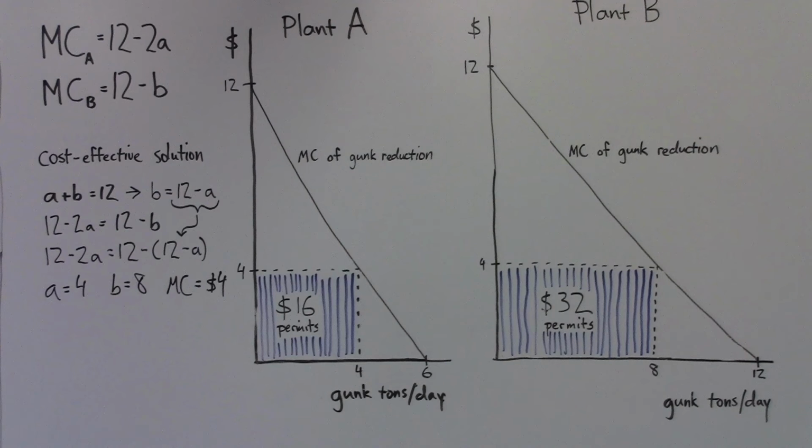The main difference is that by placing a cap on the total amount of gunk that can be emitted by the two firms, the city of Springfield can ensure that total gunk levels will immediately fall to 12 tons per day, without knowing the marginal cost of both firms.